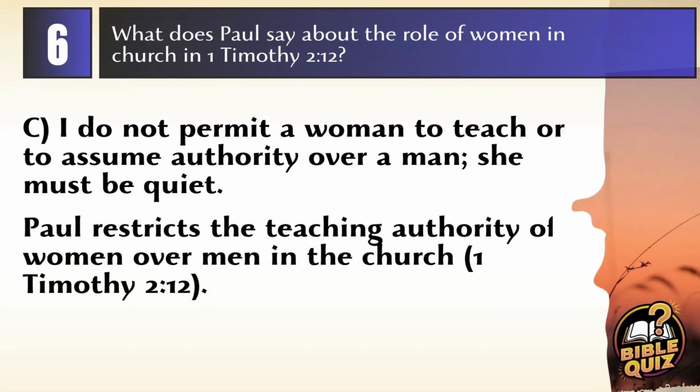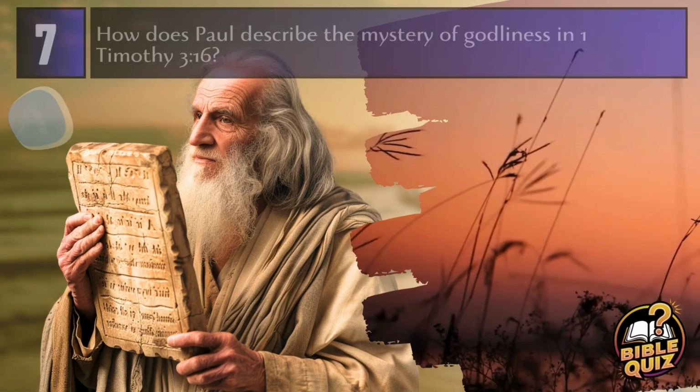Answer: C. I do not permit a woman to teach or to assume authority over a man. She must be quiet. Paul discusses roles in the church context, specifically stating restrictions concerning women teaching or having authority over men in the congregation. 1 Timothy 2:12.